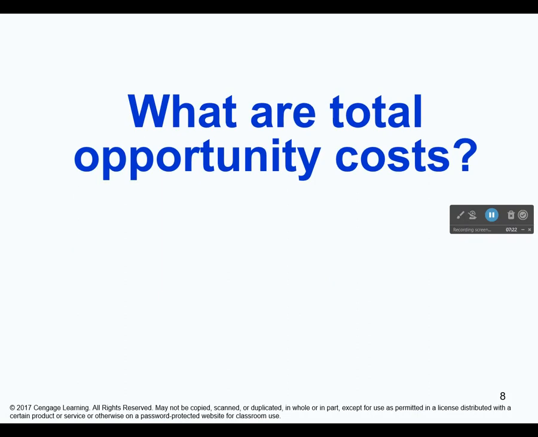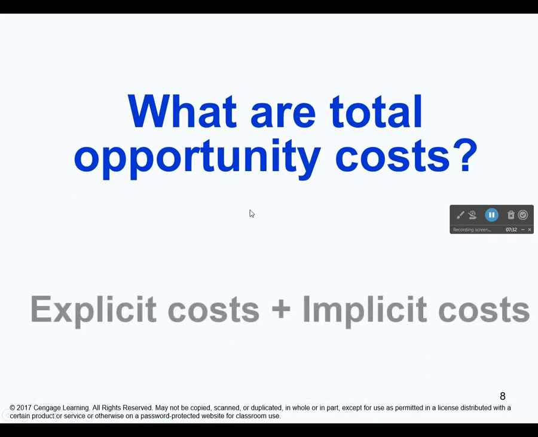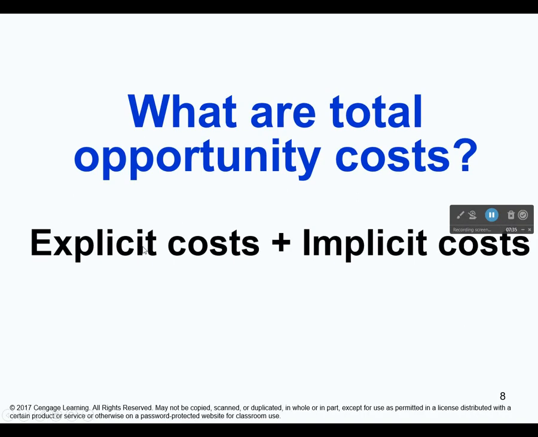Now, an economist looks at what we call total opportunity cost when he calculates profit. Profit is total revenue minus the total opportunity cost for an economist. And an economist includes both what the accountant looks at, those explicit costs, and he does something the accountant doesn't do. He adds in these implicit costs.